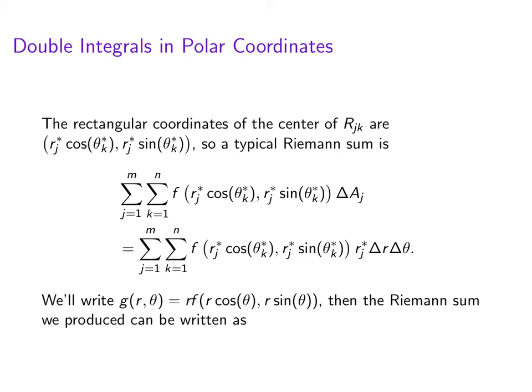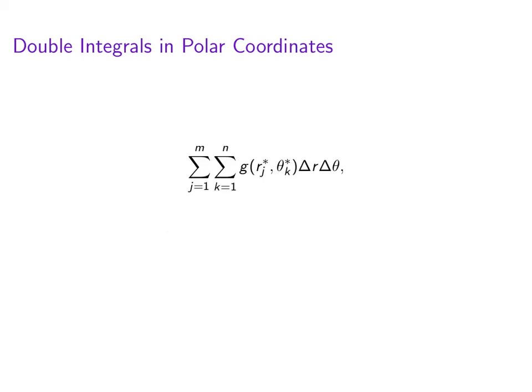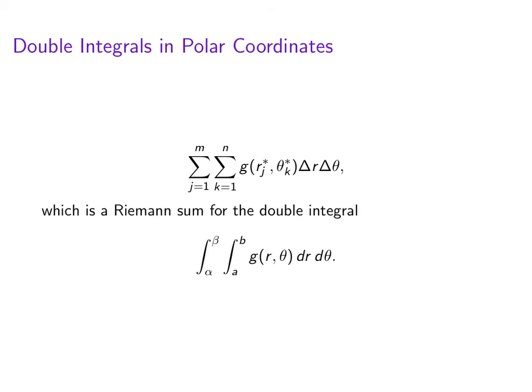So let's write g of (r, theta) to be equal to r times f of (r cosine theta, r sine theta). Take care to note that there is an r out in front here. So let's take our Riemann sum and write it like this. Our Riemann sum is the double sum of g of (r sub j star, theta sub k star) delta r delta theta. That's a Riemann sum for this double integral. So this is what we get now.